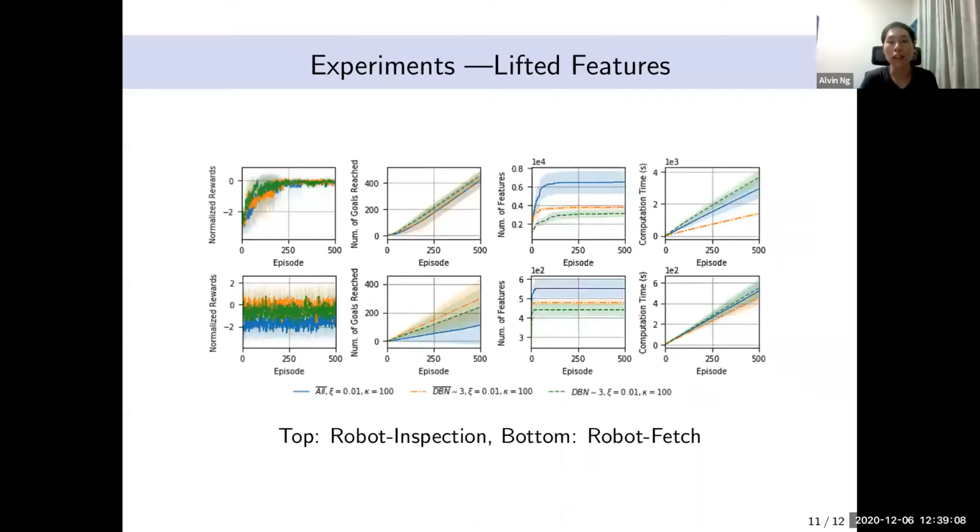In the second set of experiments, we consider lifted features for the Q function approximation. Every single episode is a randomized planning problem, and so the feature vector and the weight vector are transferred from one episode to the next for a different planning problem. And results show that it does generalize well to different planning problems, as you can see that the number of goals increases over episodes, as well as the rewards.